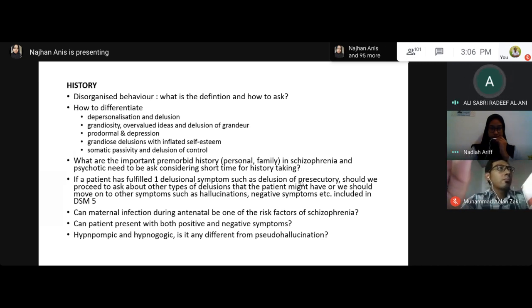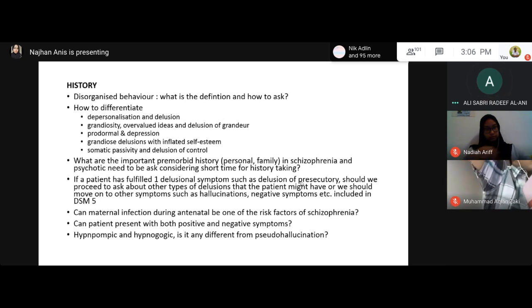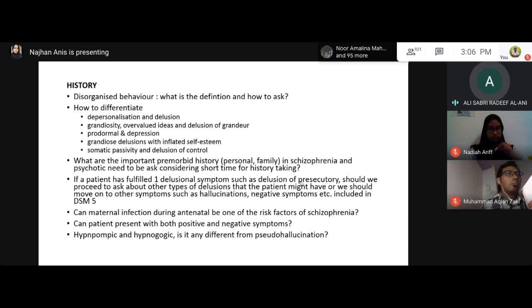So disorganized behavior, you know, that is an important symptom. That is one of the psychotic symptoms. So it is inconsistent behavior or a change in behavior that is bizarre in nature. For example, can you give me an example of disorganized behavior?